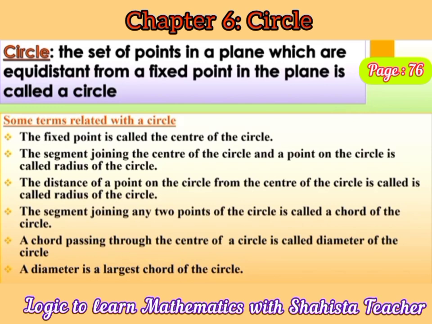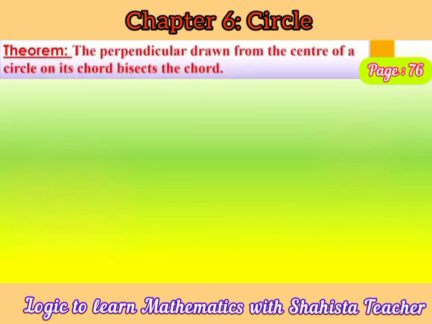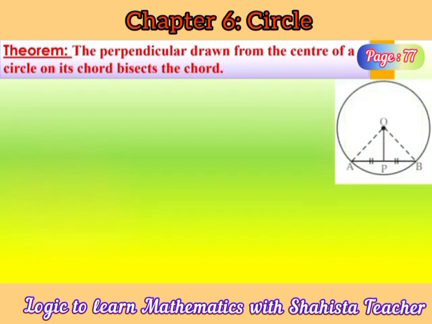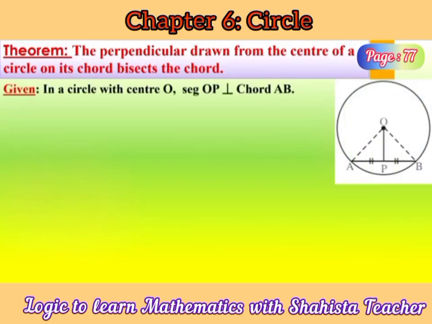Now let's learn further. We will use these terms while we are solving theorems. First we are understanding this theorem: the perpendicular drawn from the center of a circle on its chord bisects the chord. So this is our first theorem. First we will draw a circle. The perpendicular is drawn from the center, as you can see here. In a circle with center O, segment OP is perpendicular to chord AB. After drawing this figure we get the given.